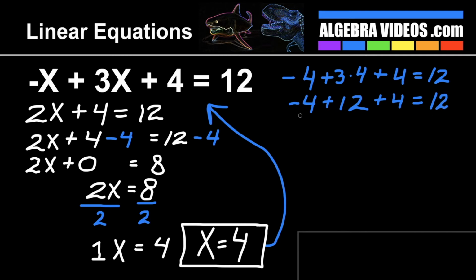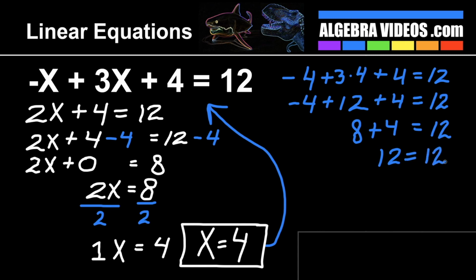Now let's combine these first. The negative 4 plus 12, what's that? Negative 4 plus 12 is a positive 8. And then I'll just bring down the 4 equals, on the right side, just bringing it down, number 12. No change on the right side. And then on the left side, we'll simplify again. 8 plus 4 is 12. And on the right side, 12.